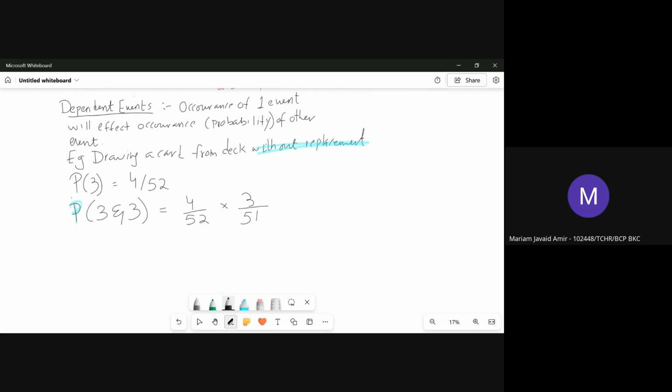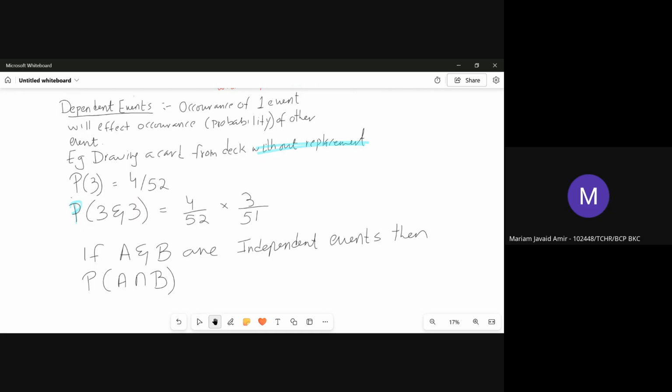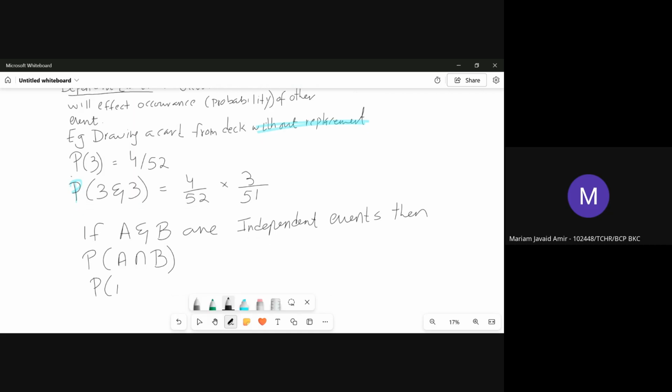Now please write down this conclusion. If A and B are independent events, then probability of A intersection B, intersection को 'and' लिखते हैं, probability A and B is equal to probability of A times probability of B. This is an important conclusion.